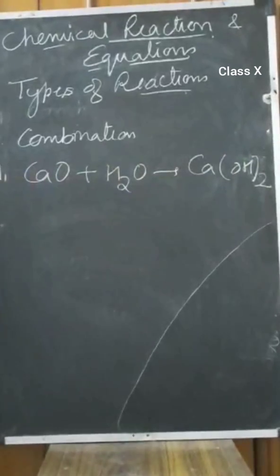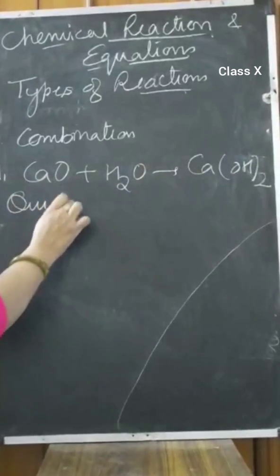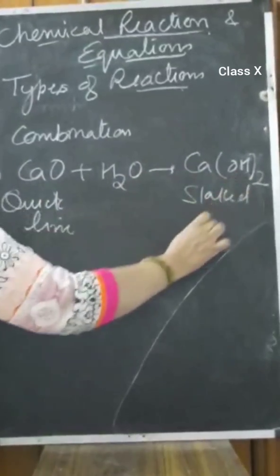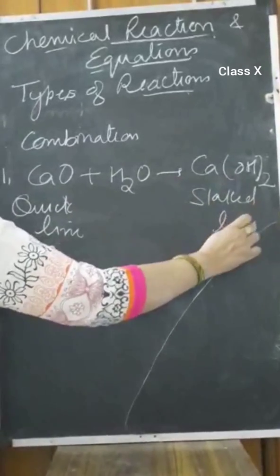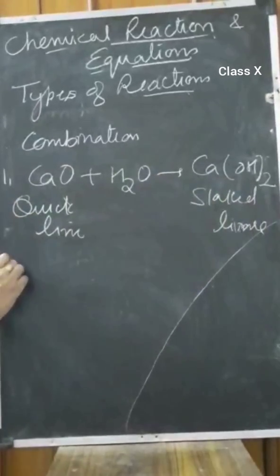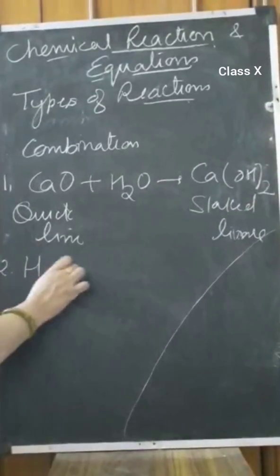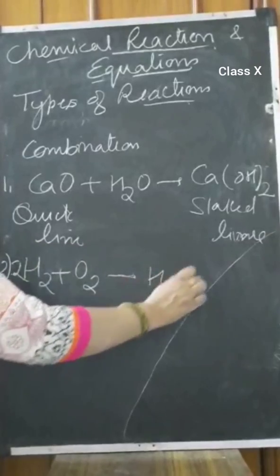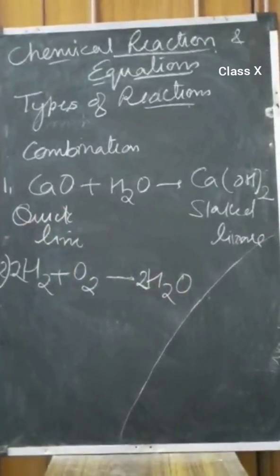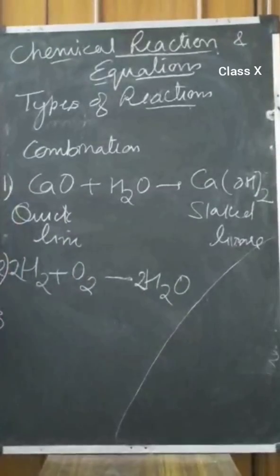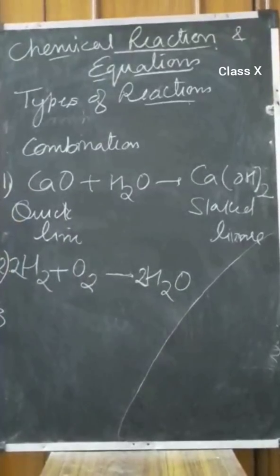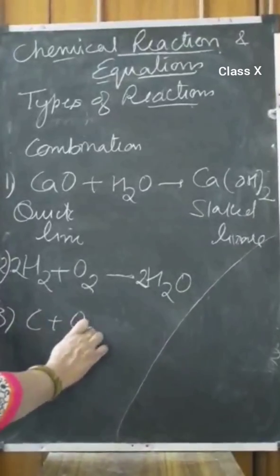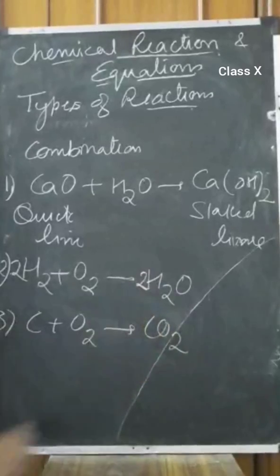Now the common name of calcium oxide is quicklime and the common name of calcium hydroxide is slaked lime. You should know the common name along with the chemical name. Now the second example we can take: hydrogen combines with oxygen and the water molecule is formed, and this is again an example of a combination reaction. Another example is carbon combining with oxygen to form carbon dioxide.